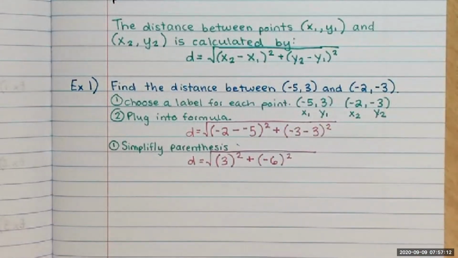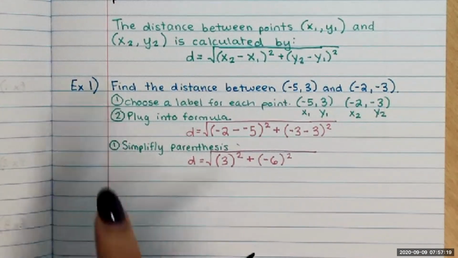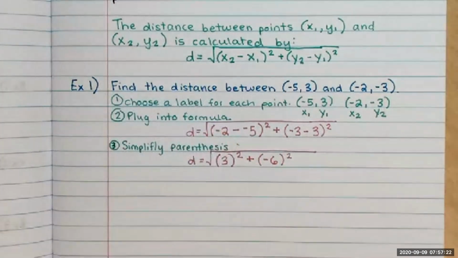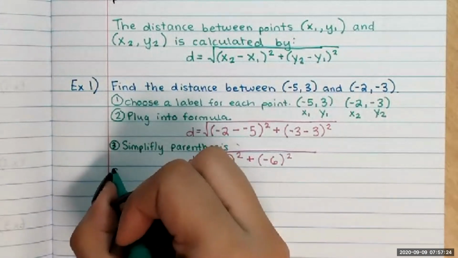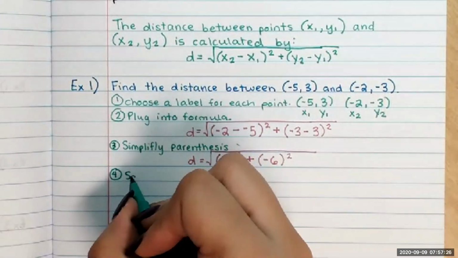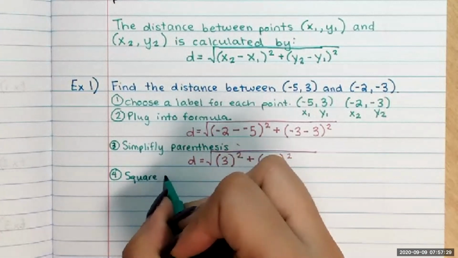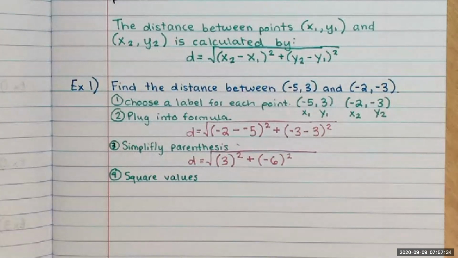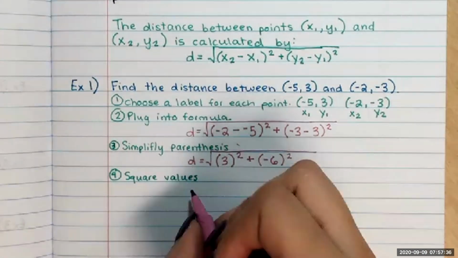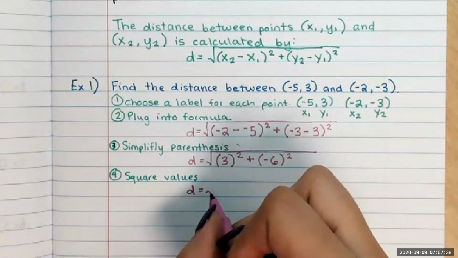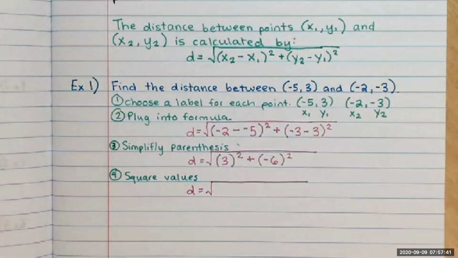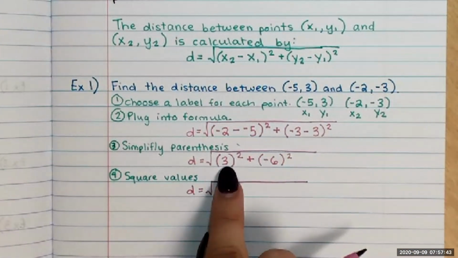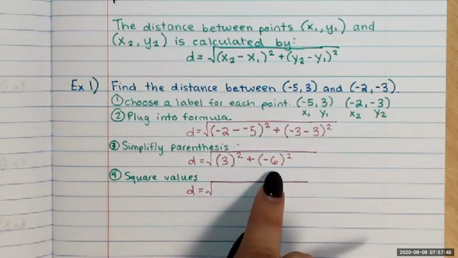All right, we're already looking a bit better here, not quite as much going on. I put 1, 2, 1. My bad, guys. This should be step 3 because then step 4 is to square each value. So square the values. So for this, I'm going to do 3 squared and -6 squared.